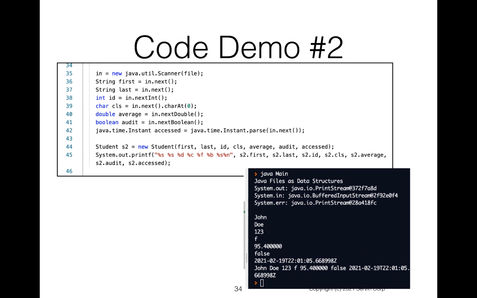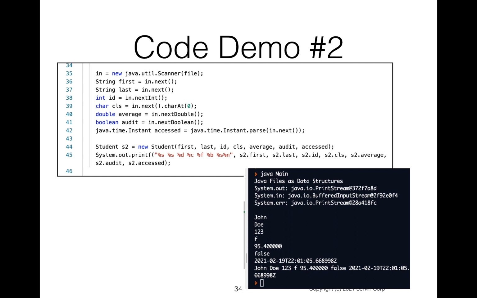And then finally, the one that we have to do a little more work, but not much more. On line 42, notice we go to java.time.Instant.parse, and what we parse is n.next. So n.next returns the next token, which in this case would be that date and time string. We parse it using the java.time.Instant, and then we of course have the accessed.